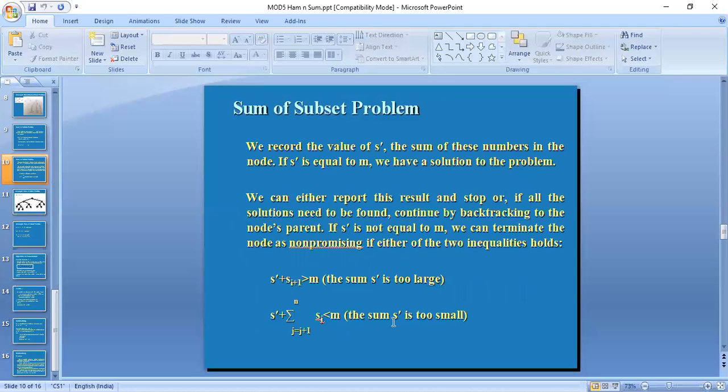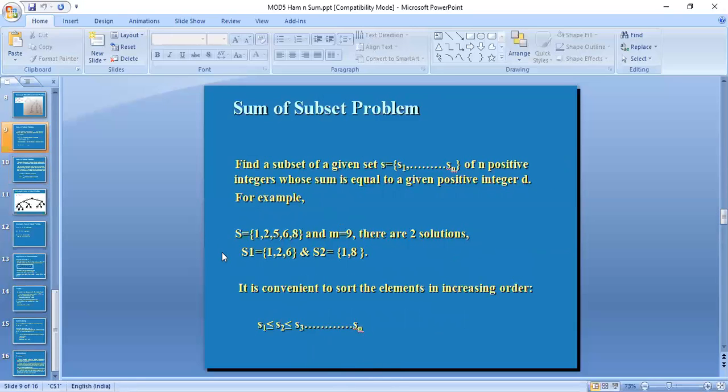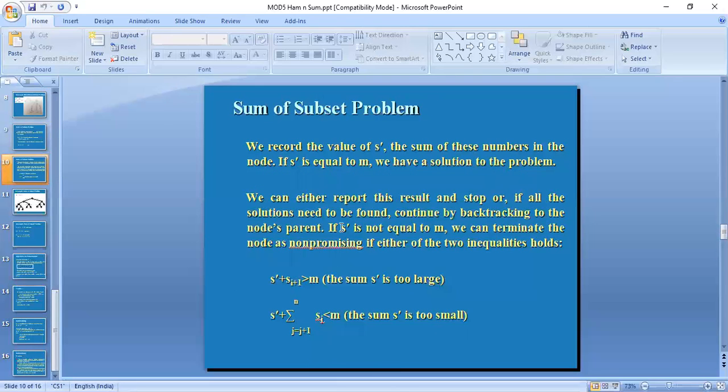Now, once you go for a problem using the backtracking technique, there will be certain constraints for the problem also. We need to satisfy the constraints. What is the constraint here? We are saying that the sum of all the values in the subset should be exactly equal to m. So even if it is less or greater, it is going to be ignored.